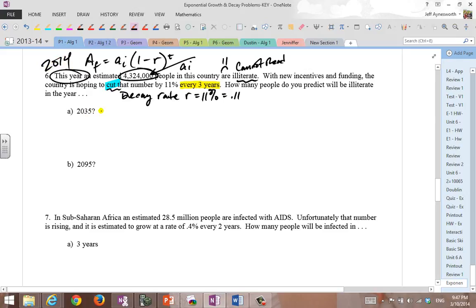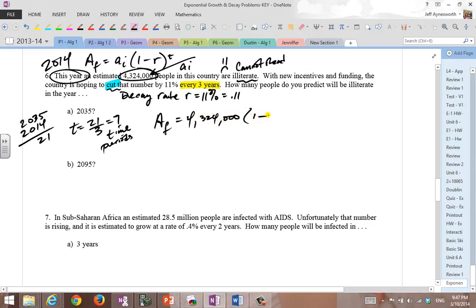Now, how many years have gone by? Well, 2035 minus that. 2035 minus 2014, 21 years. So in this case, we've got 21 years divided by 3. That means 7 time periods have passed. Okay? So what is my future amount? So we take the initial amount, 4,324,000 times 1 minus, now because this is a decay situation, 1 minus r raised to the 7th power.